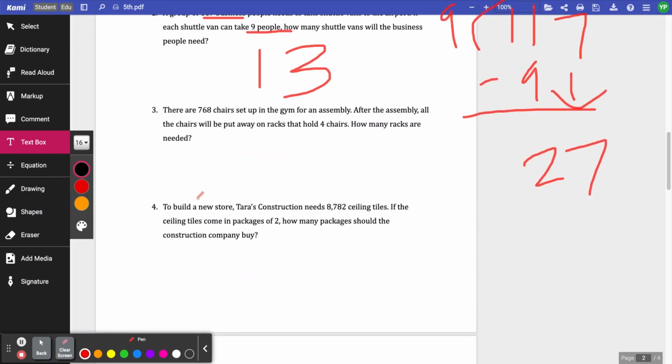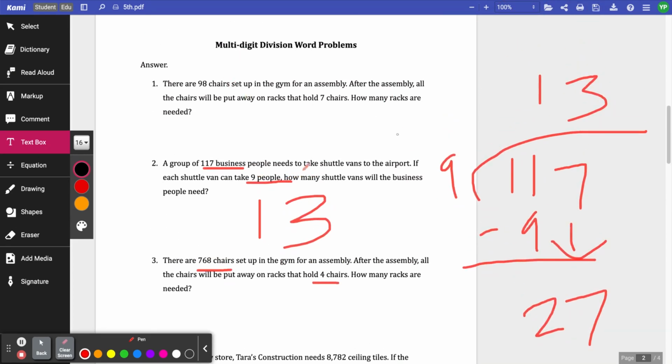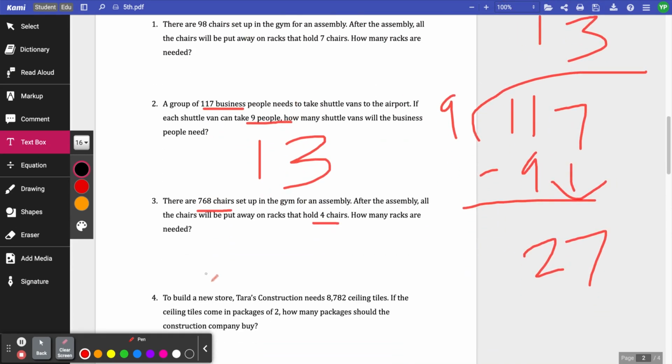And let's do number 3. There are 768 chairs set up in the gym for an assembly. After the assembly, all the chairs will be put away on racks that hold 4 chairs. How many racks are needed? So this is the same as number 1, except we have 768 chairs and we have to divide that by 4. So 768 divided by 4 goes into 7 one time.